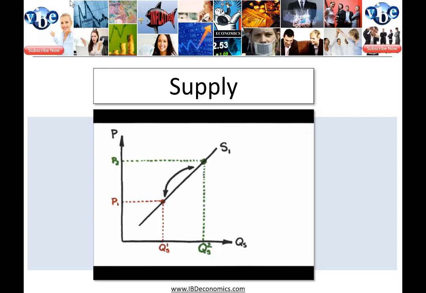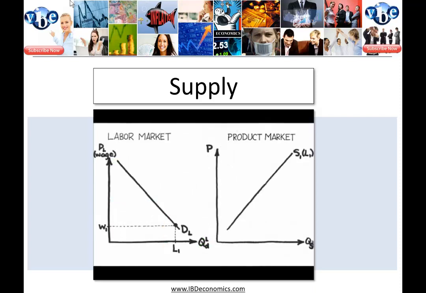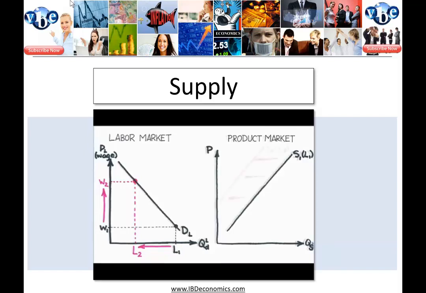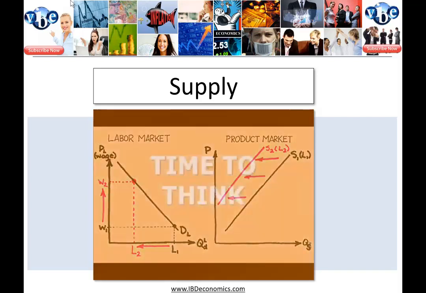For example, what if the government imposes a higher minimum wage? As wage increases from W1 to W2, the quantity demanded of labor, since the employer demands or purchases some amount of labor, decreases from L1 to L2. With less labor to work with, the supply of the end product decreases. Any cost increase makes business less profitable, which is a disincentive to produce.